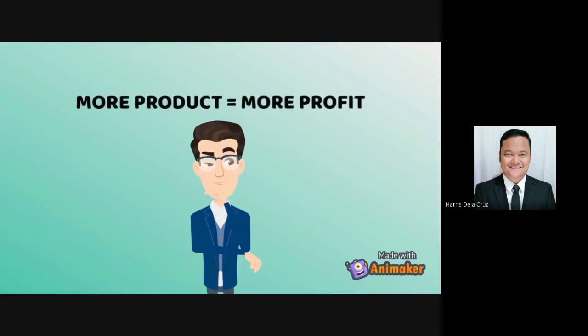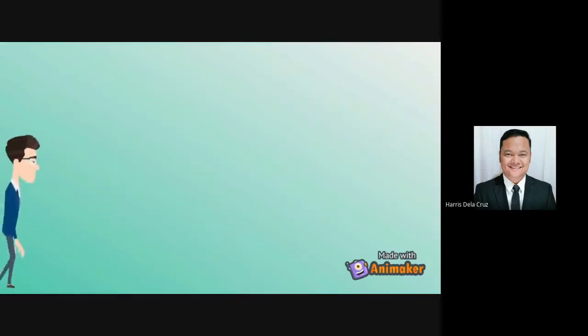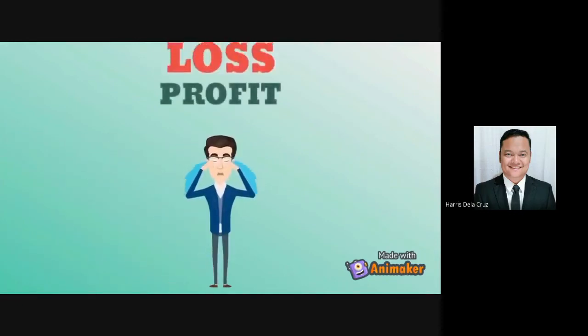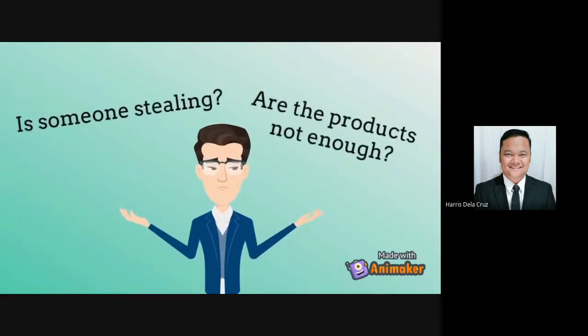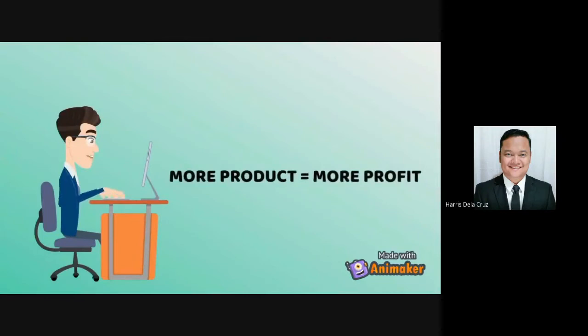The more you produce, the more you earn. So now you produce more and more and more boxes of chocolate. However, sometimes later, you viewed your company's financial statement and found out that you've had loss instead of profit. You ask, what have possibly gone wrong? Is someone stealing, or do the outputs you produce still inadequate? Until you've done your research and found out that producing more output does not immediately equate to more profit.